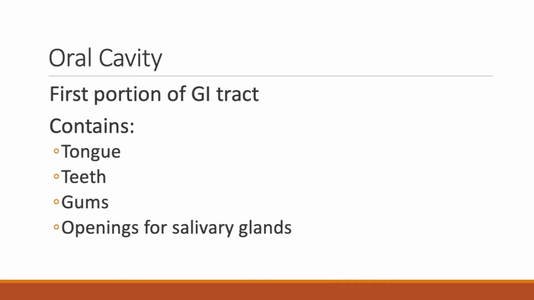Okay, so first let's talk about the oral cavity. It's the first portion of the GI tract. It contains the tongue, teeth, gums, and the opening for your salivary glands.